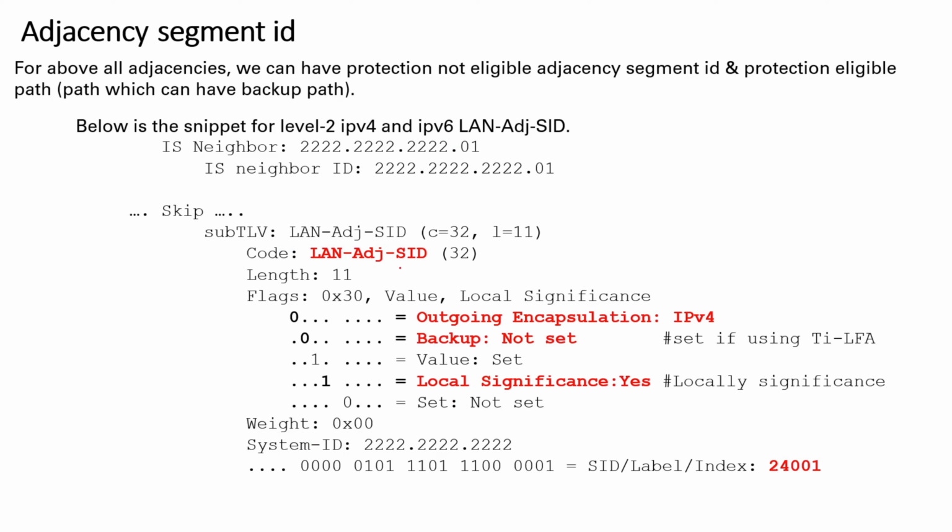And for all adjacencies we have the protection eligible and protection not eligible segment IDs as well. So protection eligible means for which we have the backup path or for which we have enabled TI-LFA.